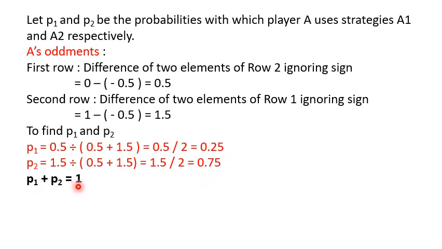P1 plus P2 is 1, which means player A will use strategy A1 25% of the time and strategy A2 75% of the time.